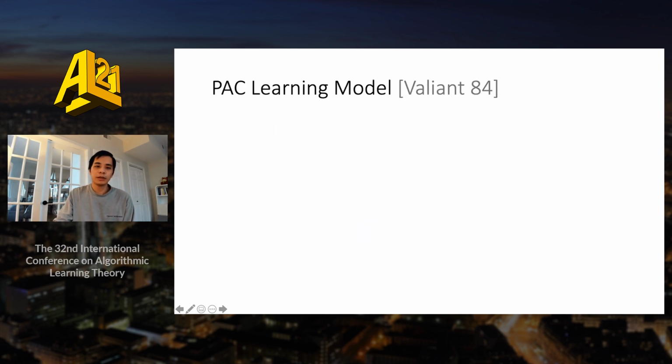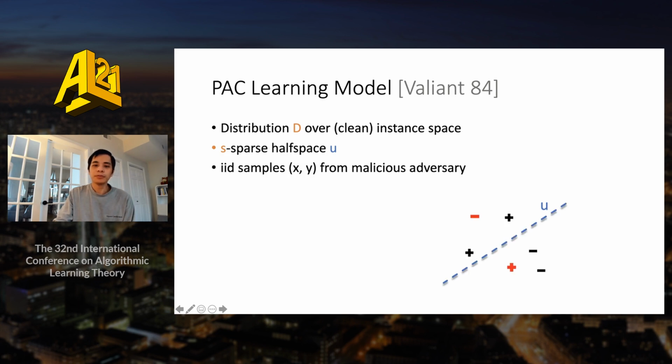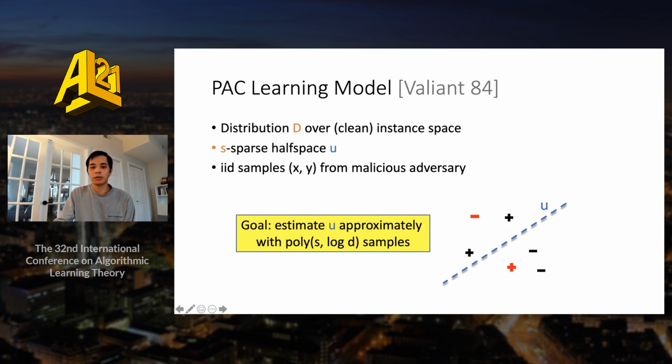We started on this problem in the empirical learning model. In this model, there is an underlying distribution D, which is unknown, and there is also an unknown half-space u, which is supposed to be s-sparse. We have i.i.d. samples (x, y) from the malicious adversary, and our goal is to estimate u with sample size polynomial in s and the log of d.